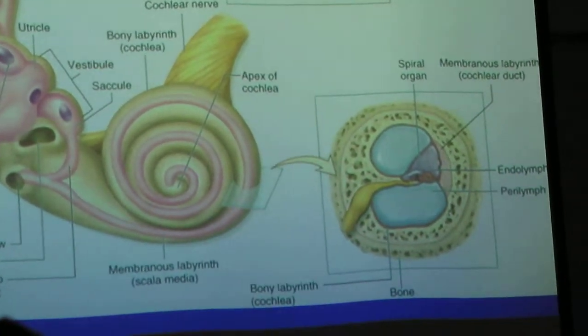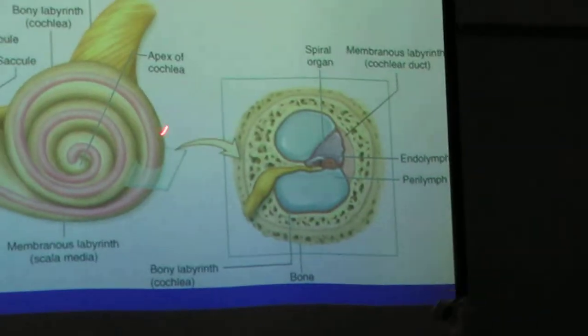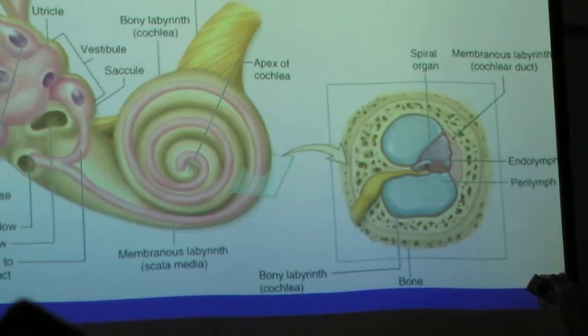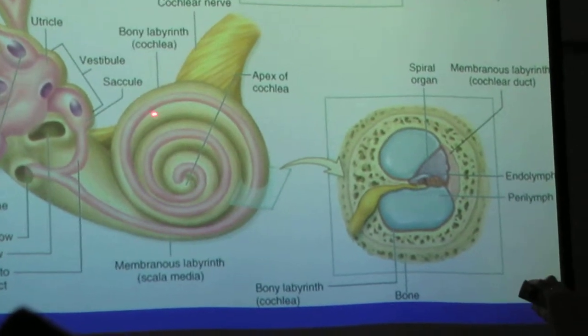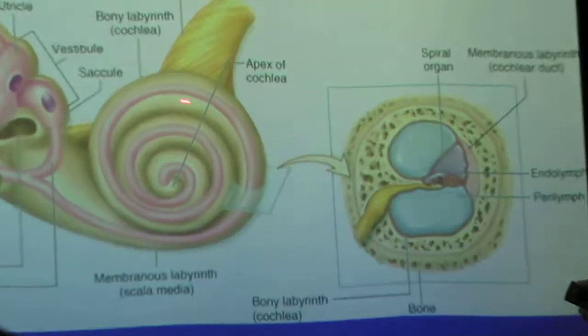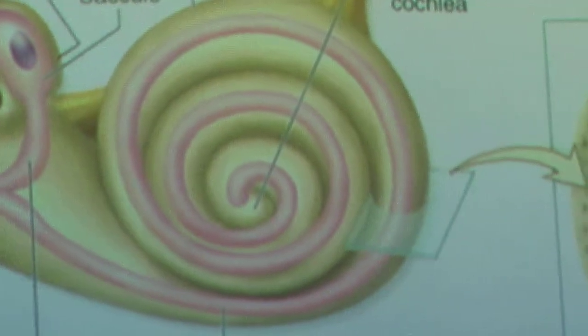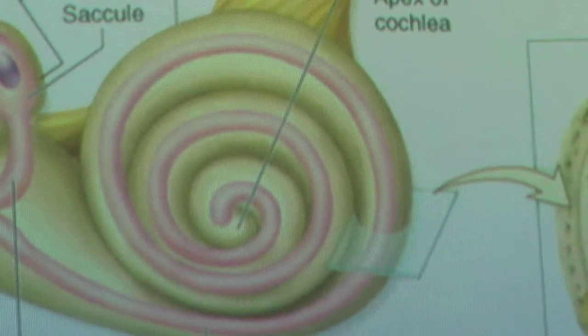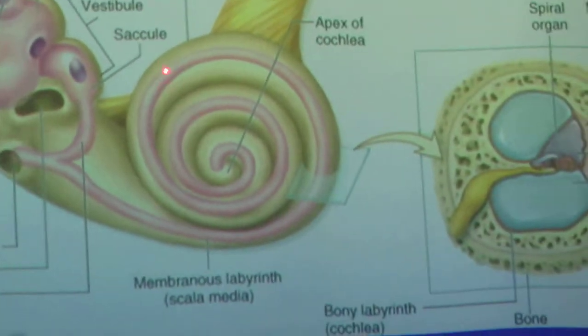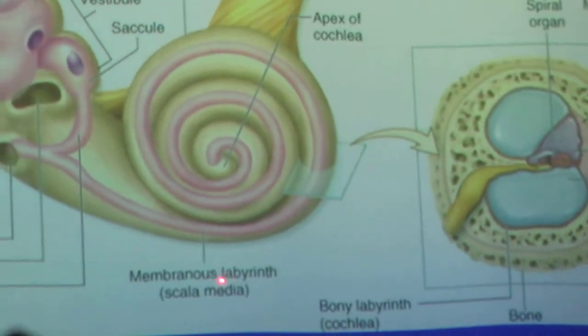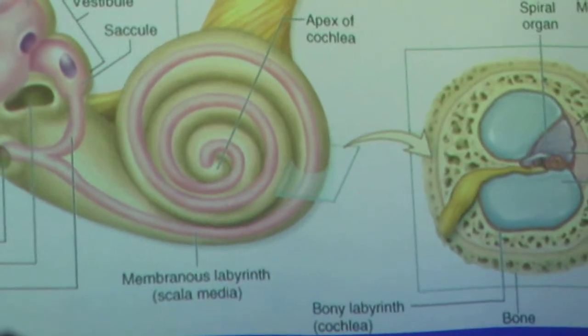Because we're going to talk about how there are two parts to the cochlea. There's this outer part right here that's made up of bone, and then there's this inner part right here that we're going to call the membranous labyrinth. The bone part we're going to call the bony labyrinth. The inside part we're going to call the membranous labyrinth or the scala media.